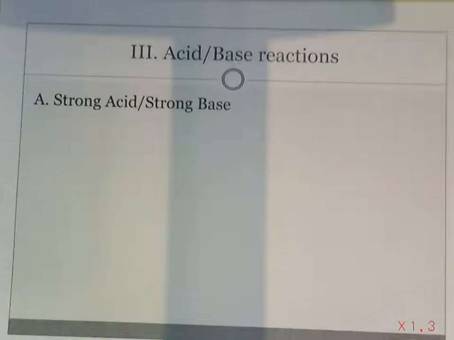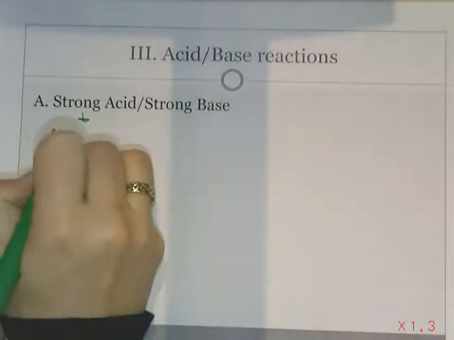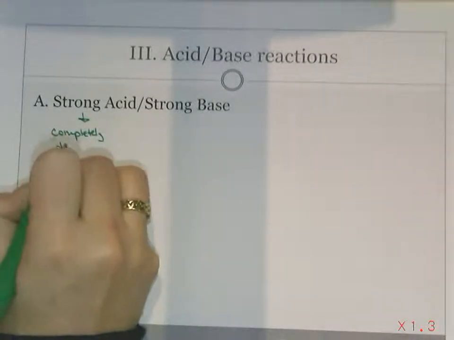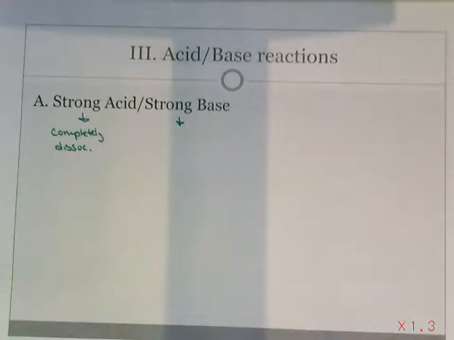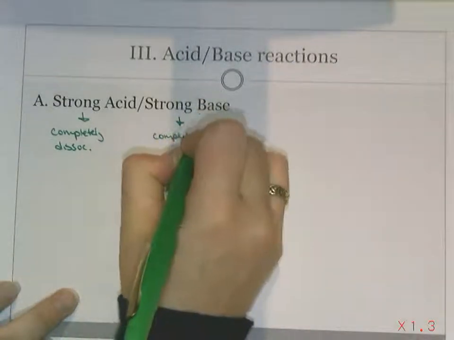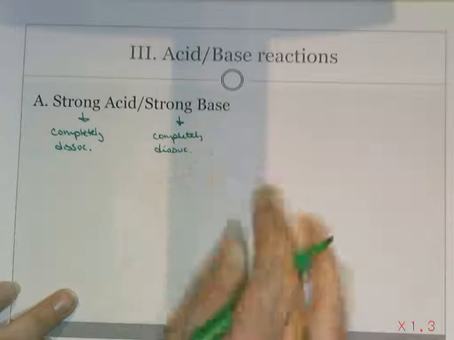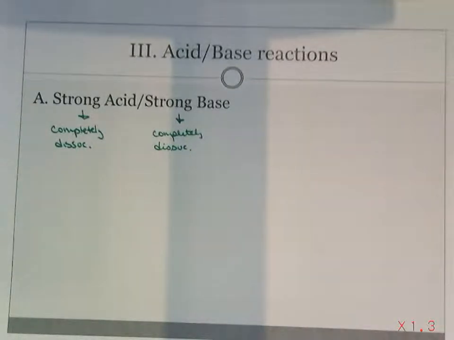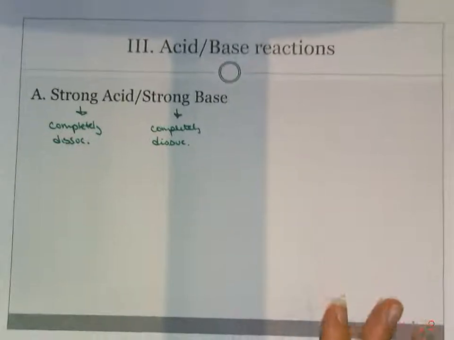All right, what do we know about strong acids and their ability to ionize? Completely, incompletely? Right, these are going to completely dissociate. But strong bases, complete or incomplete? Right, those also complete. So if they both completely dissociate, we'll expect them to be all used up. There won't be any of the reactants left.